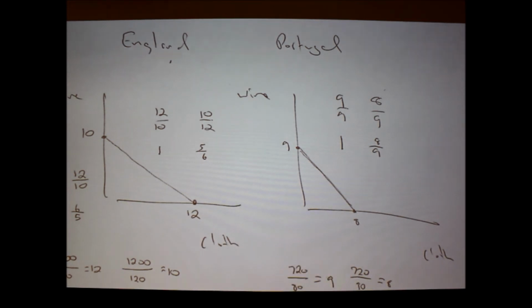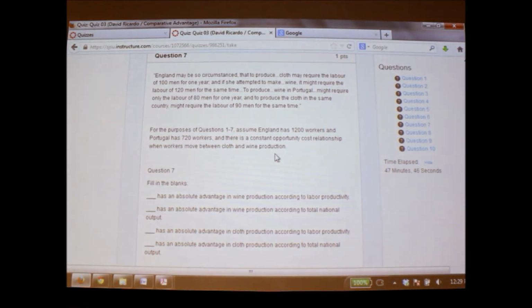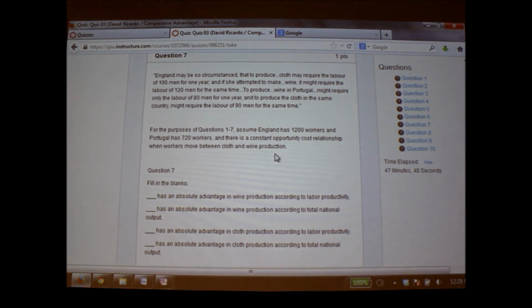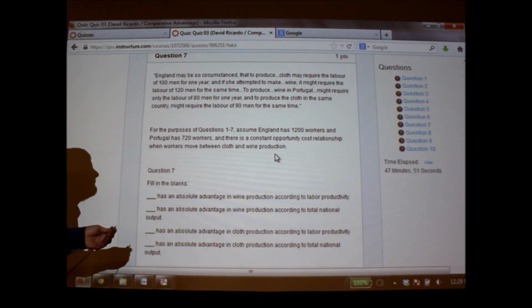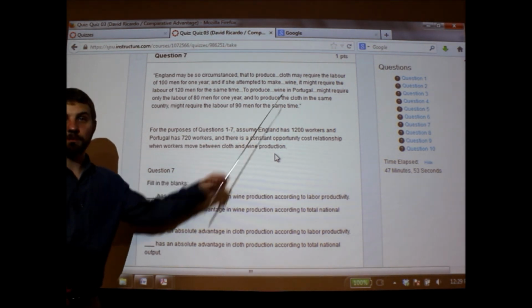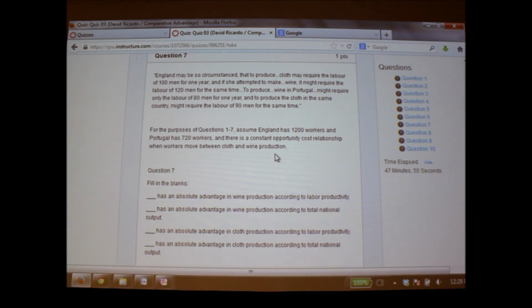Now, this is not meant to confuse you, these two different types of absolute advantage. What I wanted to illustrate is, even though Portugal is better at producing both, it still can be beneficial for them to trade.